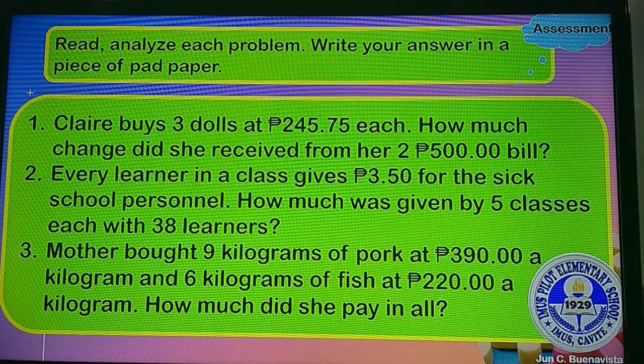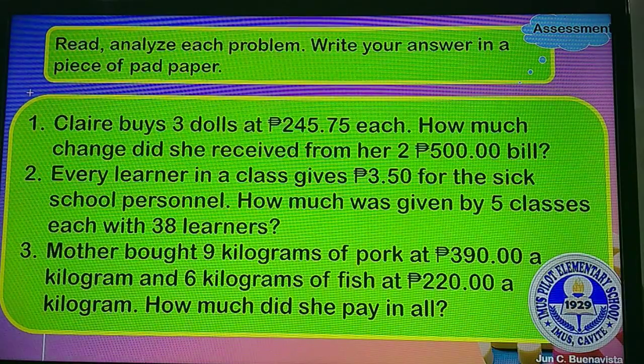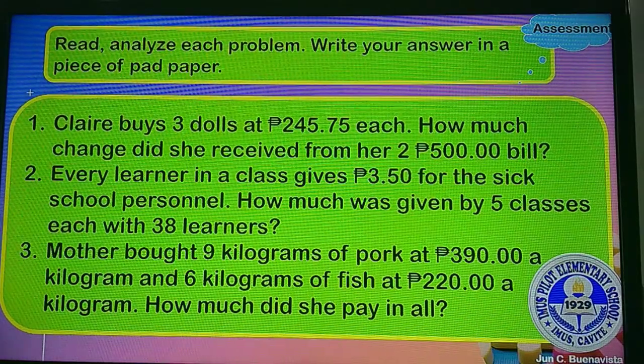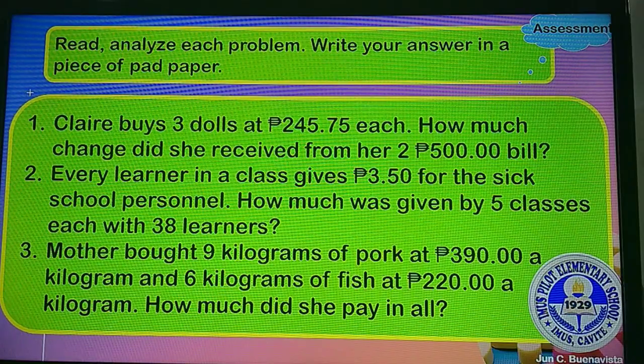Okay, for number 2, every learner in a class gives 3 pesos and 50 centavos for the sick school personnel. How much was given by 5 classes each with 38 learners? This is again a non-routine problem. So you have each. So ano kayong operations ang gagamitin ninyo dyan?